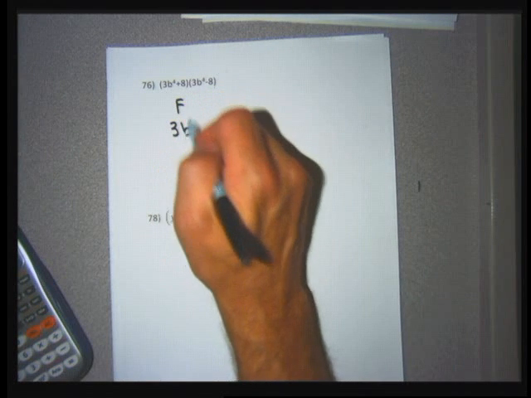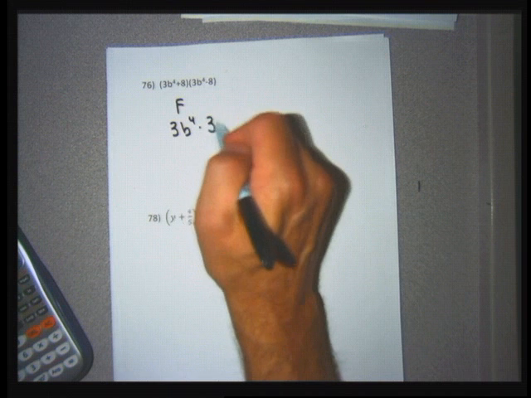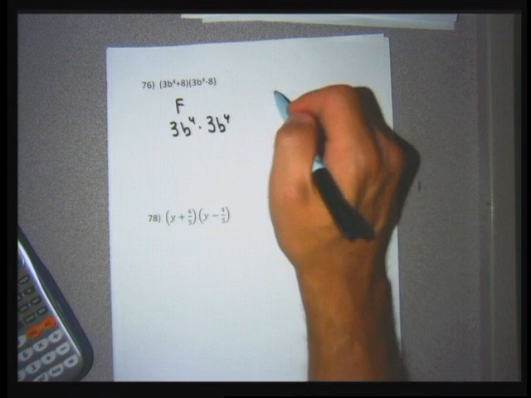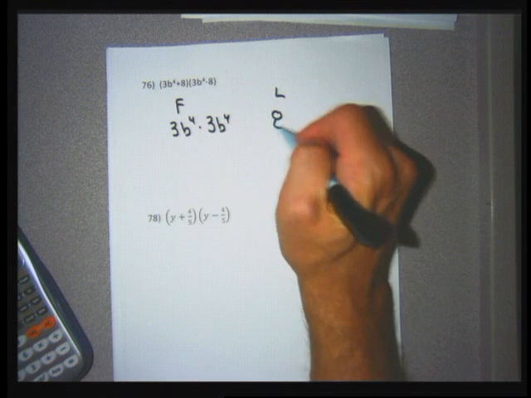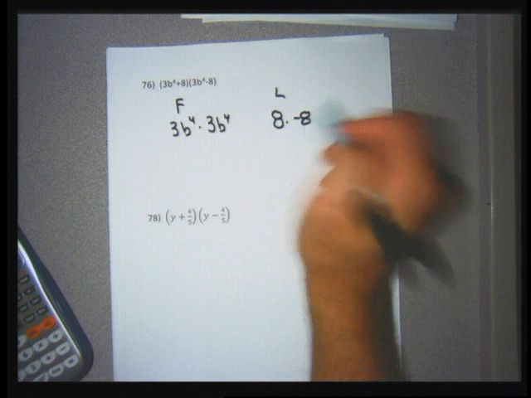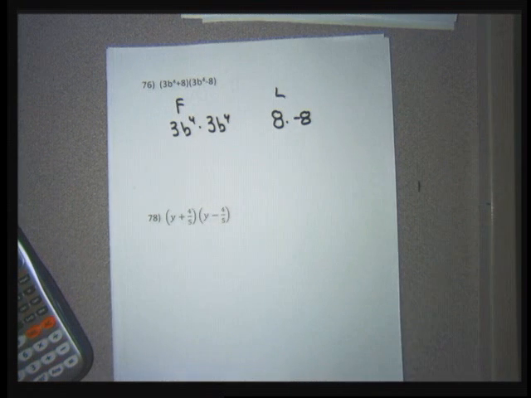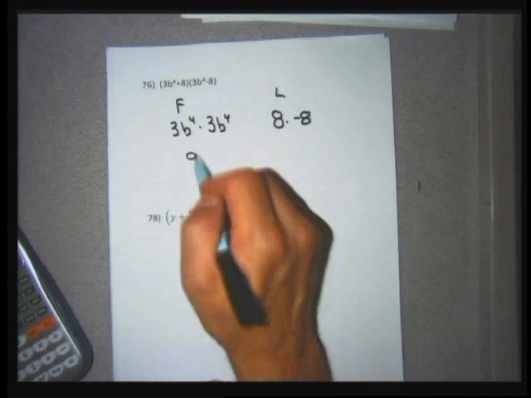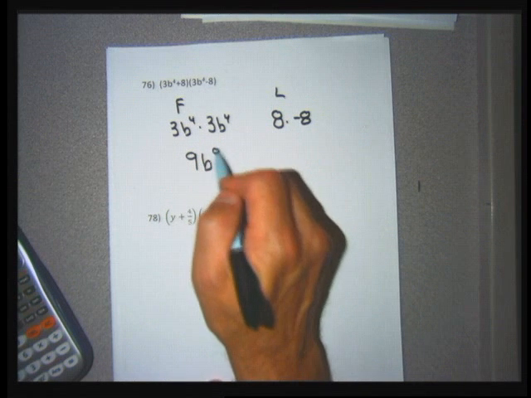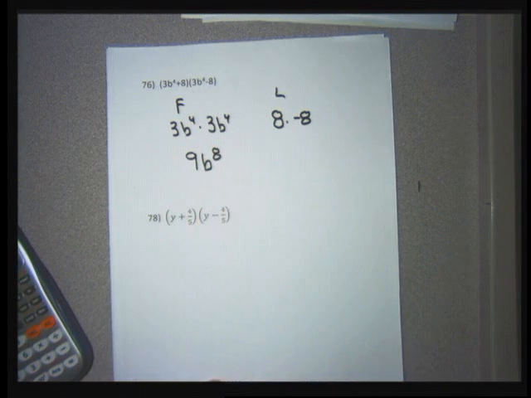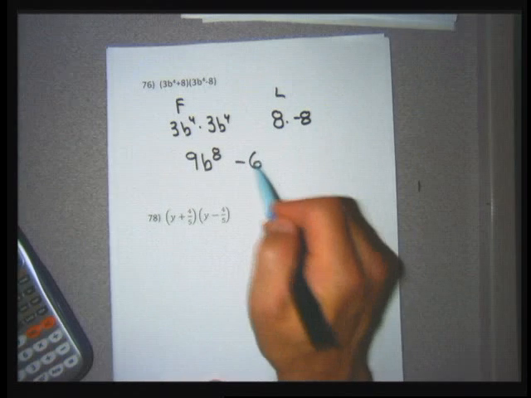When you get to a problem, if you can recognize it as a difference of squares or a conjugate pair, same binomial, one with a plus sign, one with a minus sign, you can just do the first and the last. If they both have minus signs or if they both have plus signs, you have to do the full-on foiling. So this is going to give me 9b to the 8th. You add the exponents on the letters, minus 64.